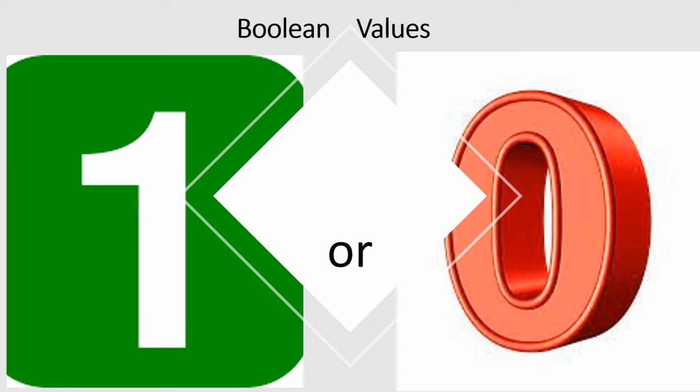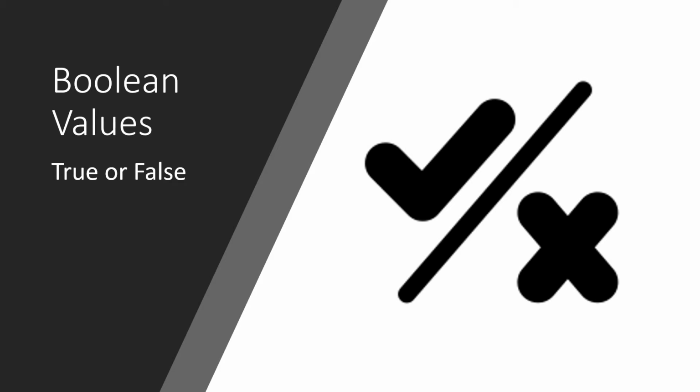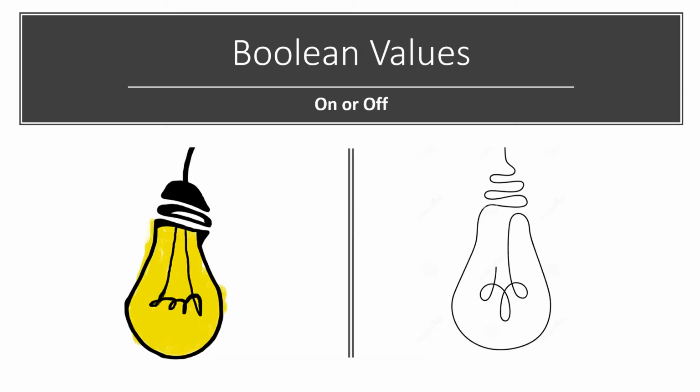So if you look at Boolean values, you've already probably covered these in Java if you're doing the Java course. A Boolean value can only be a 1 or a 0. Sometimes we refer to it as true or false. Same thing. True is 1, false is 0. We can also talk about a Boolean value being on or off. Same thing. On is true or 1, off is false or 0.